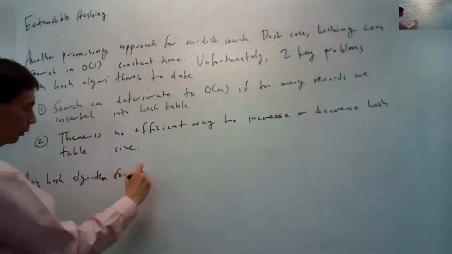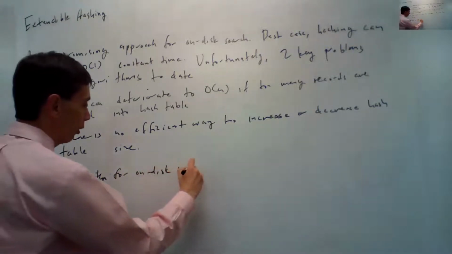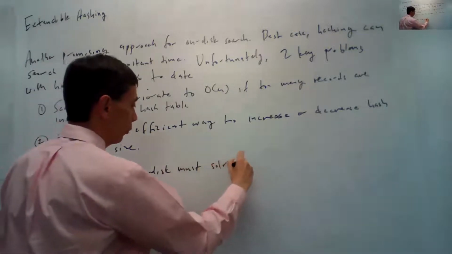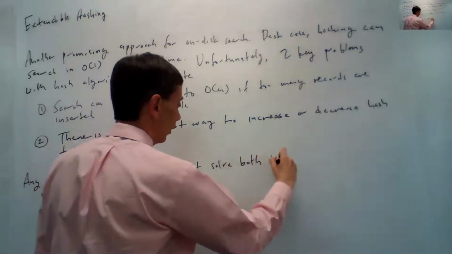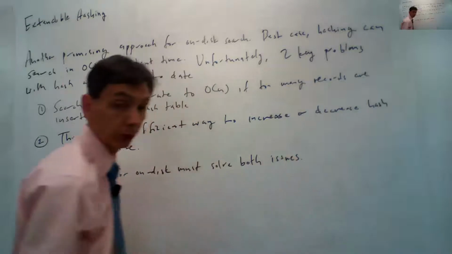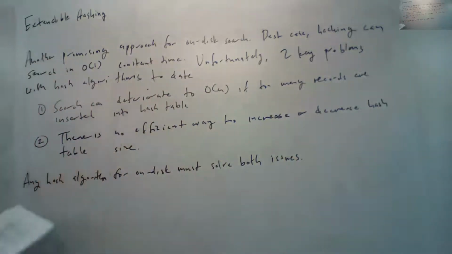Okay. So any hash algorithm for on-disk must solve both issues. If you don't, they're just going to get worse once you hit disk, okay?